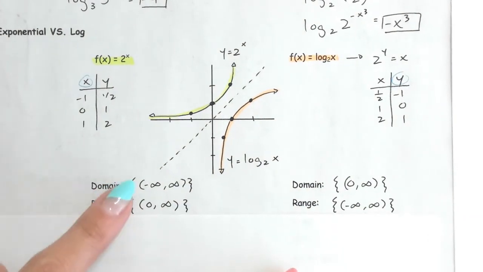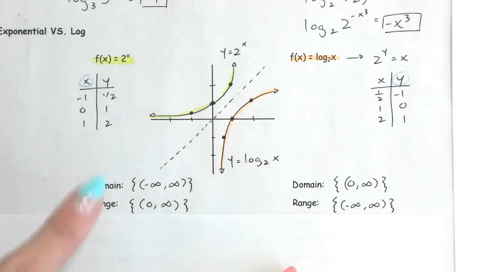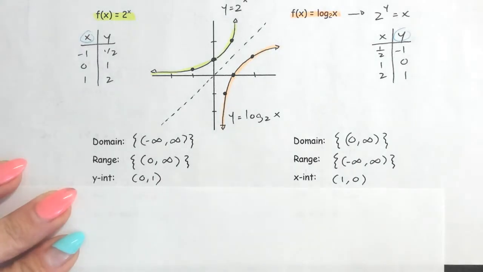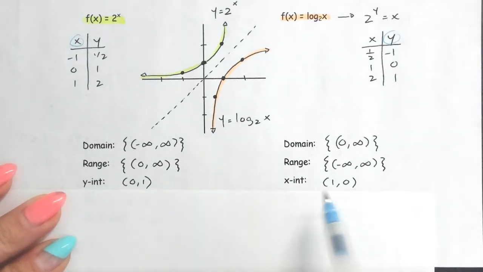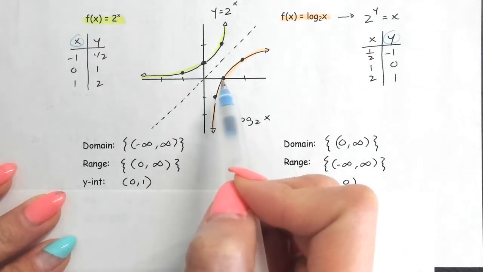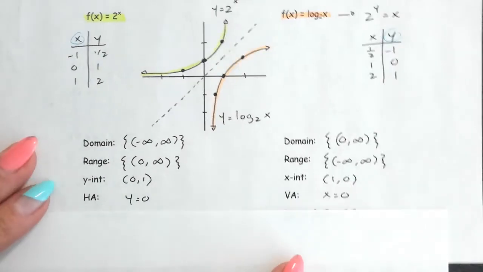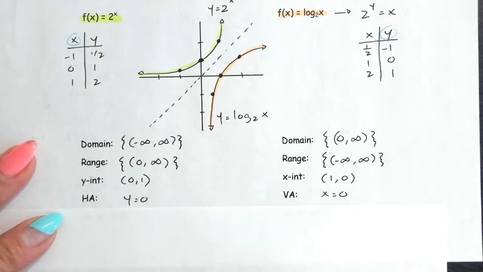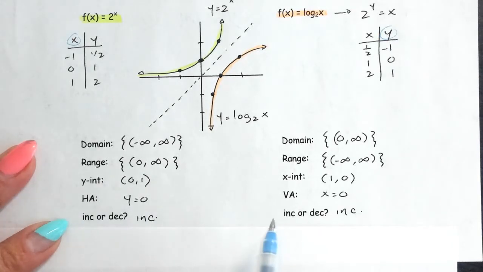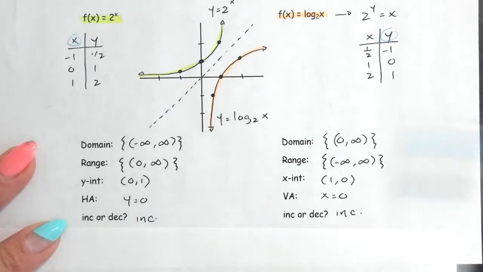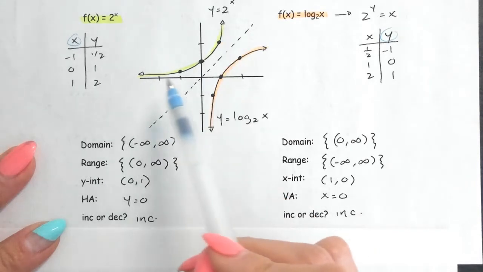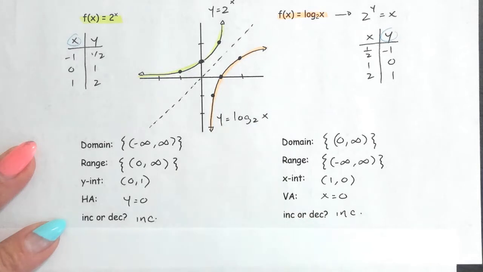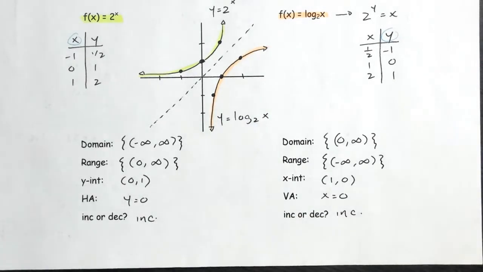And then the domains and ranges are switched, right, for inverses. And then your y-intercepts, instead of a 0, 1, this is a 1, 0. See, 1, 0. Instead of a horizontal asymptote, now you have a vertical asymptote. And then they're both, these specifically, increasing. So this is going up, up, up. This is also going up, up, up, but very slowly. Okay? All right. So how do you graph?